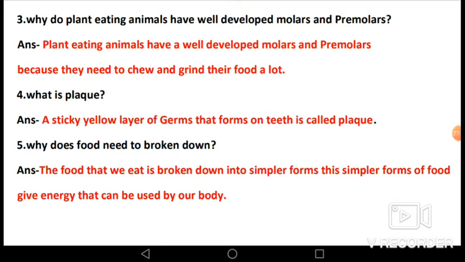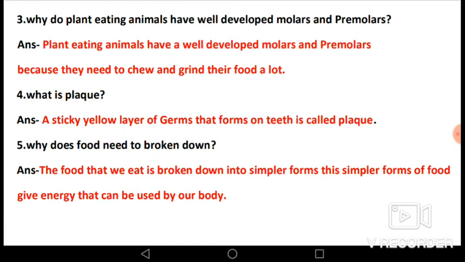Third question, why do plant-eating animals have well-developed molars and premolars? The answer is plant-eating animals have well-developed molars and premolars because they need to chew and grind their food a lot, like human beings. Fourth, what is plaque? A sticky yellow layer of germs that forms on teeth is called plaque, which can be prevented by brushing the teeth twice a day.